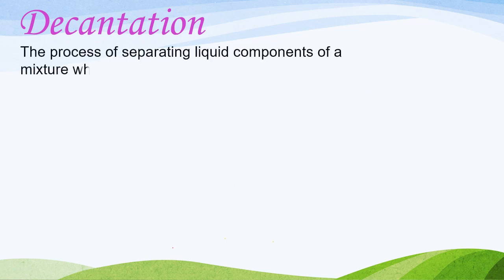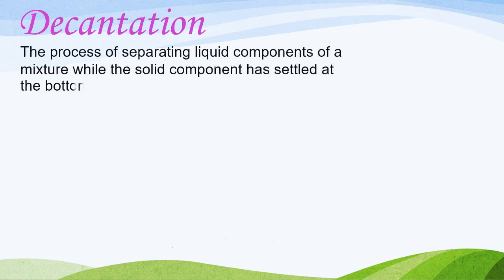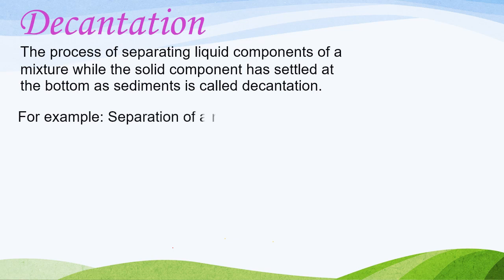Decantation. The process of separating liquid components of a mixture while the solid components have settled at the bottom as sediments is called decantation. So this is a process in which we separate two liquid components, but in the process of sedimentation we separate solid components from a liquid. So that's why it is called decantation.